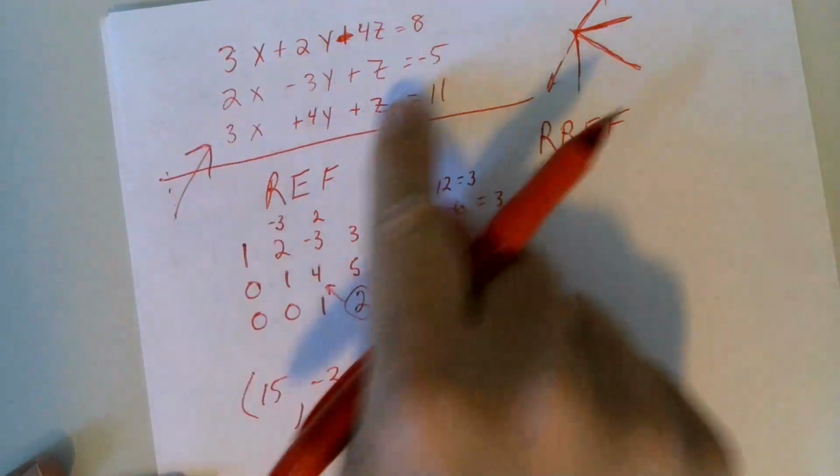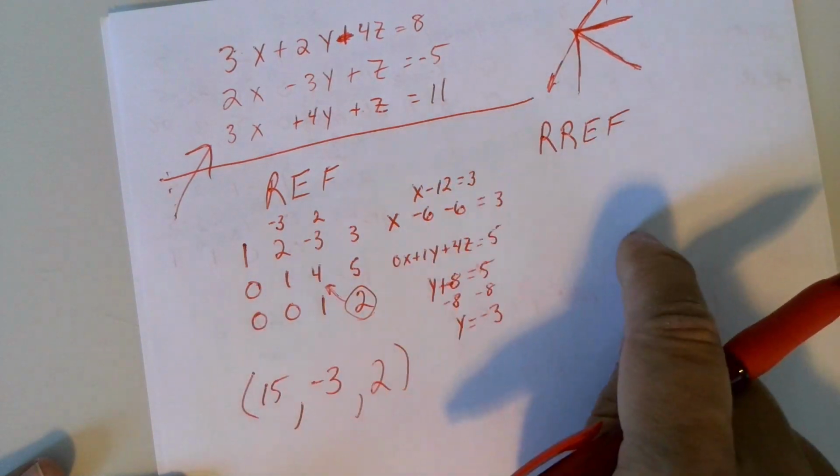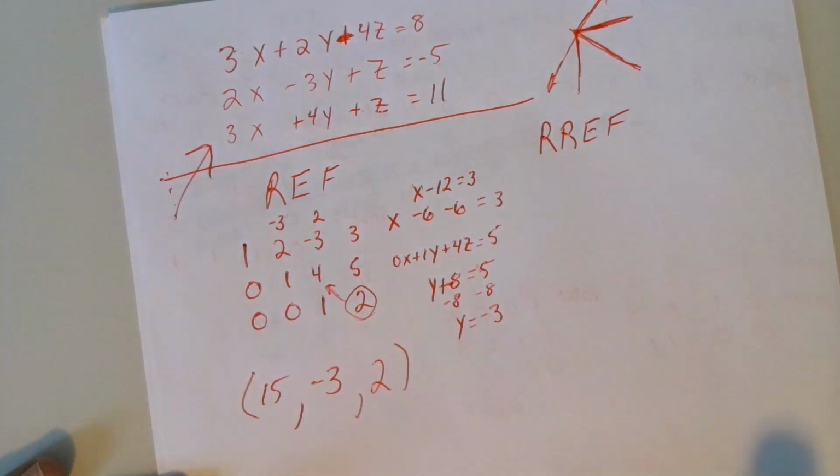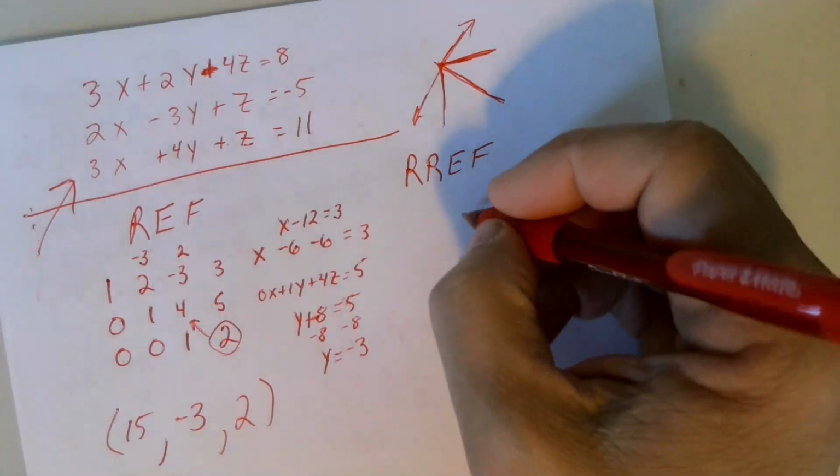But if I had a system like this that I could reduce to this form, I'll put in row echelon form, then its solutions would be 15, negative 3, 2. So what does an RREF look like? Well, an RREF would look like this.